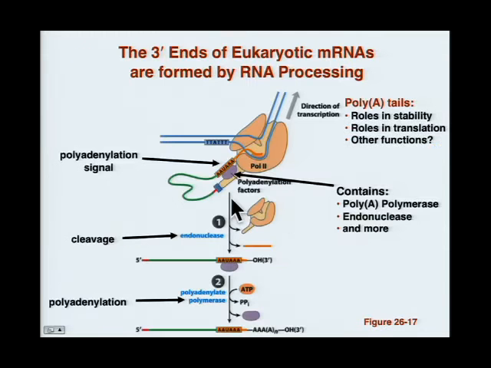Okay? So that's the 5' cap. The addition of the poly A tail can also be considered eukaryotic termination of transcription.